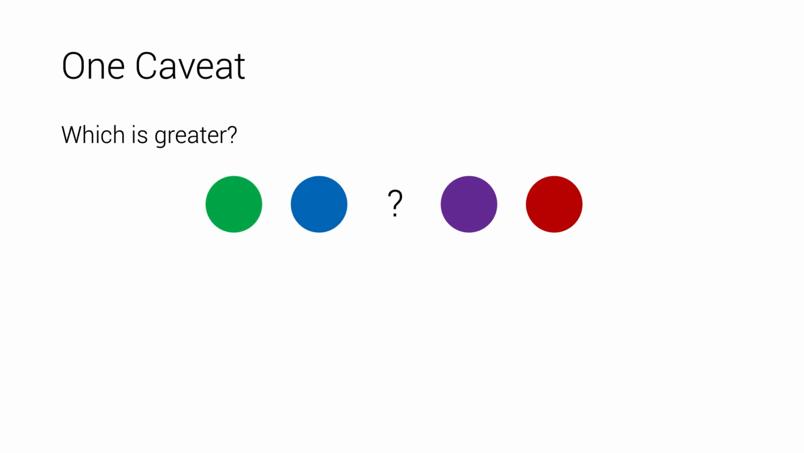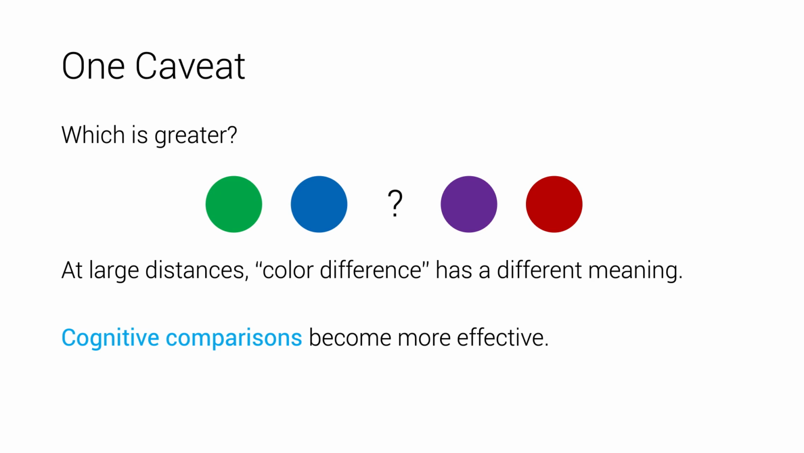There's one key caveat here, and that comes with very large color differences. So if I were to ask you which is a greater difference between the colors, the green and the blue, or the purple and the red, there's not necessarily a good and meaningful way of reasoning about that in delta E. It's not intuitive that delta E should be larger for green and blue or larger for purple and red. At these larger distances, things like we would use for categorical data, color difference takes on a different meaning, and we instead start to think about the more cognitive associations and cognitive distances between two colors.